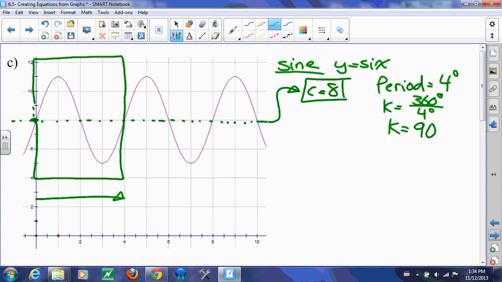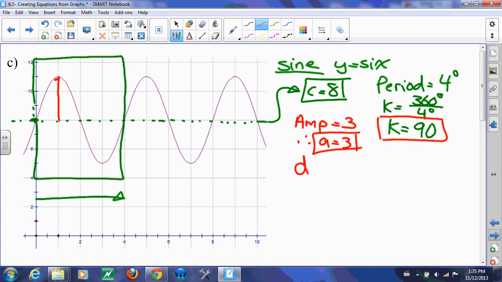We'll take a look at our amplitude, ladies and gentlemen. To find our amplitude, we started at 8 and we went to 11. So our amplitude equals 3. That tells us, therefore, A equals 3. The last thing we need to take a look at is our starting point. Our starting point is D. Are we starting where x equals 0 at our axis? Absolutely. So D equals 0 because there's no shift. We just start at the axis when x equals 0.